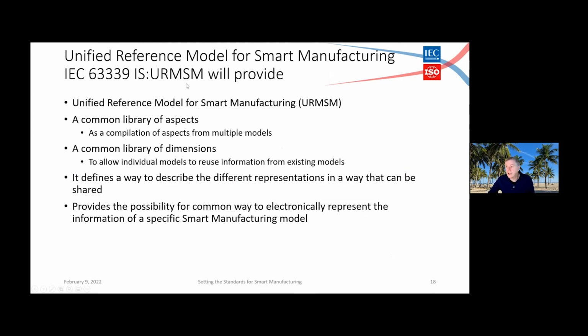So the URMSM will provide a common library of aspects. And we're going to put in a compilation of aspects from all the models that I showed you there. The German, the French, the Italian, the Swedish, the Japanese, the Chinese, the UK, the US, etc. A common library of dimensions so that you can reuse information from existing models. A way to describe this. And when we say common library, remember, we're talking about machine readable, not just a document itself, but a way to share those and create your own system. And because you want a common way to electronically represent this information.